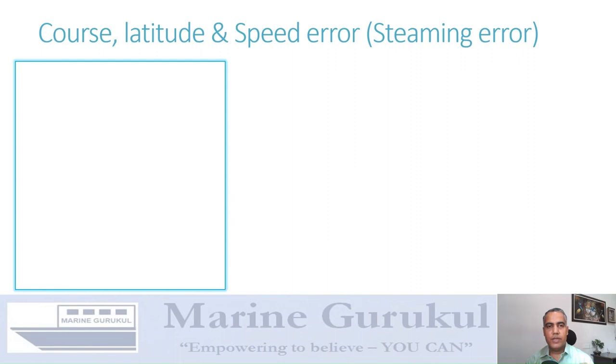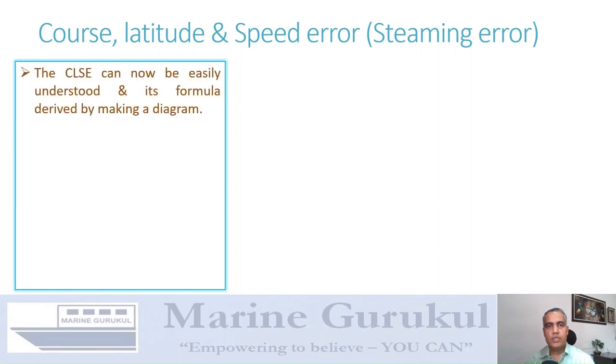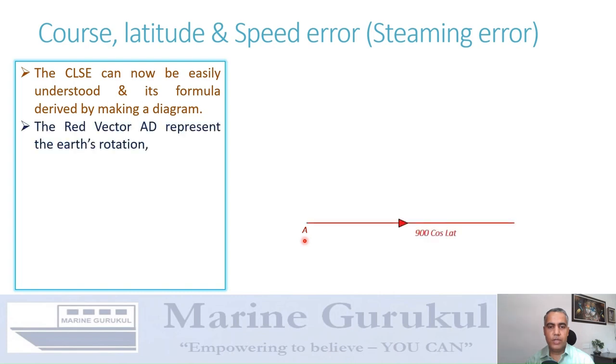Let's now try to understand this concept using a diagram. A diagram makes it very easy to understand the concept as well as the CLSE, course latitude speed error. Also, the diagram helps us to derive the formula for calculation of the CLSE or the steaming error. Let's first assume that our ship is at this particular location. You can see this point A coming up on the screen. Now the Earth is taking the ship in the easterly direction, and this motion of the ship because of the rotation of the Earth is represented by this red color vector.